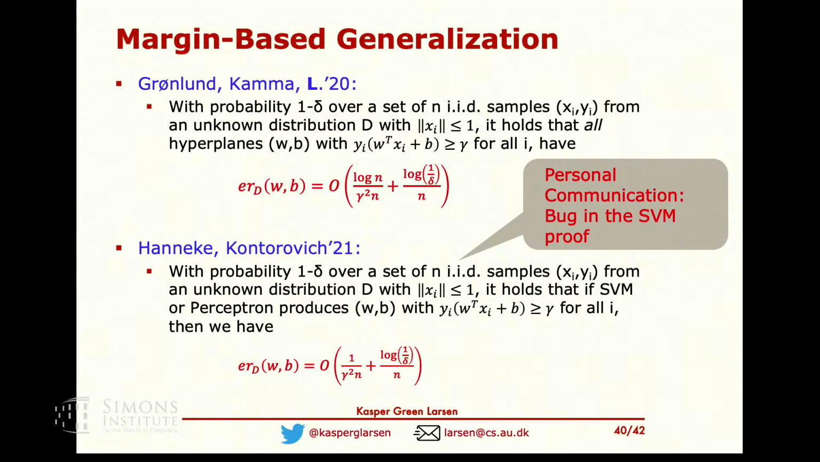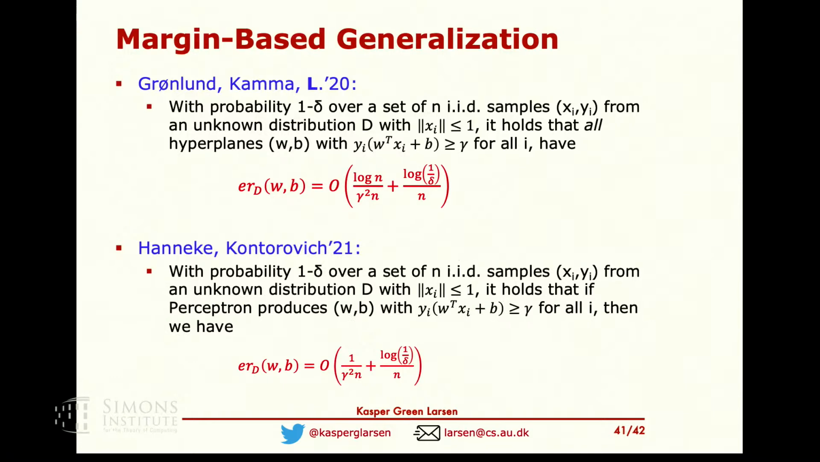Interestingly, I talked to Aryeh just a few days ago, and he said, "Oh, there's a bug in our SVM proof." So the proof, I guess they say that they've been trying to fix it for a while. But the perceptron is fine. So at least for the perceptron learning algorithm, this statement is true. For SVM, I guess technically it's not completely clear whether or not this generalization holds.